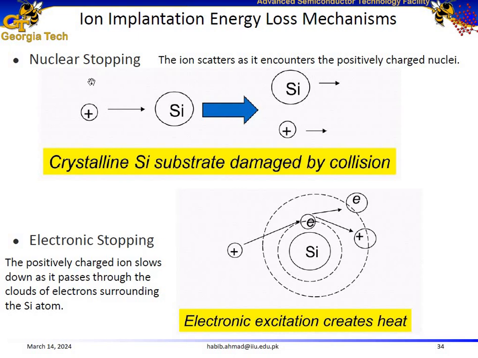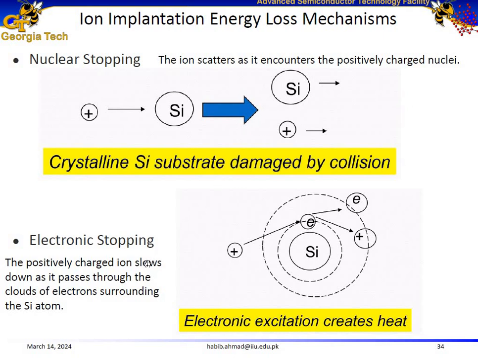Nuclear stopping occurs in heavier ions, for example arsenic, which has an atomic number of 33 and atomic mass of 75. When it hits the host silicon atom at high energy, it displaces the host atom from its lattice site and either replaces its position or results in an amorphous surface.